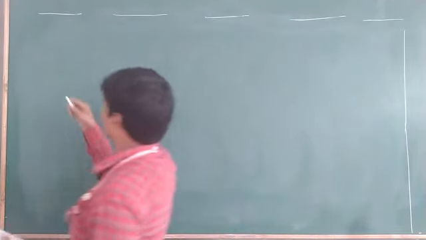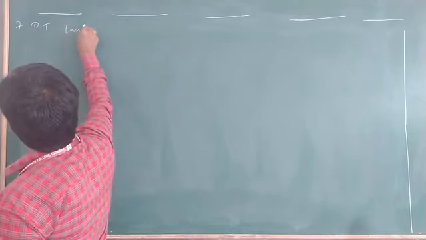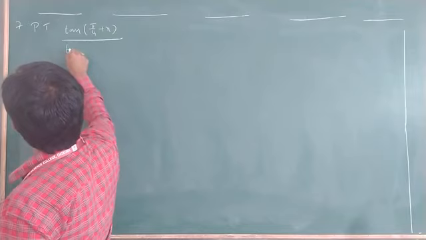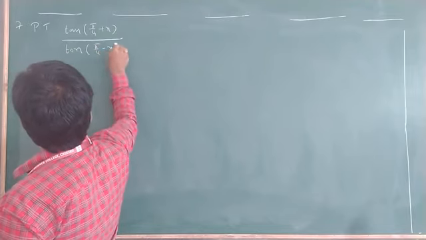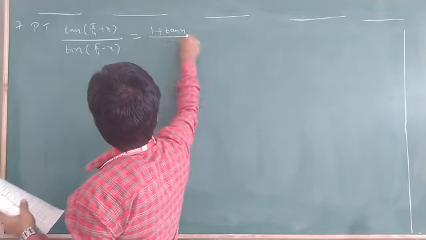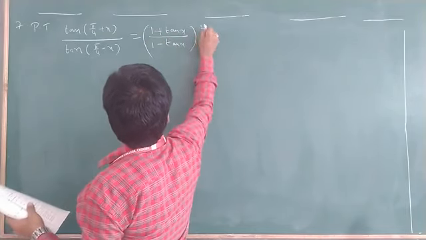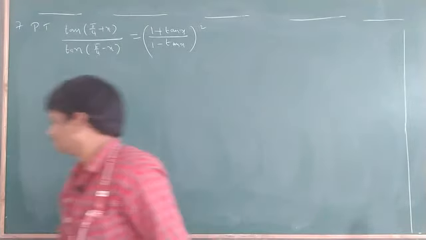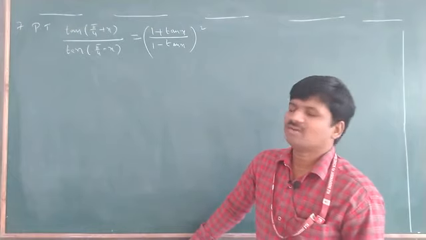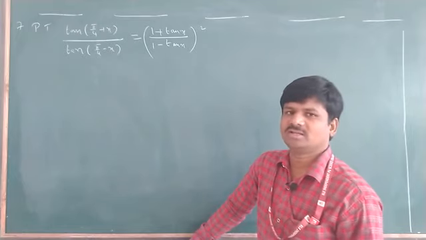What is given here? Question number 7. Prove that tan of (pi by 4 plus x) by tan of (pi by 4 minus x) is equal to (1 plus tan x by 1 minus tan x) whole square. What is being asked to prove here? He is asking to prove that tan of (pi by 4 plus x) by tan of (pi by 4 minus x) is equal to (1 plus tan x by 1 minus tan x) whole square.